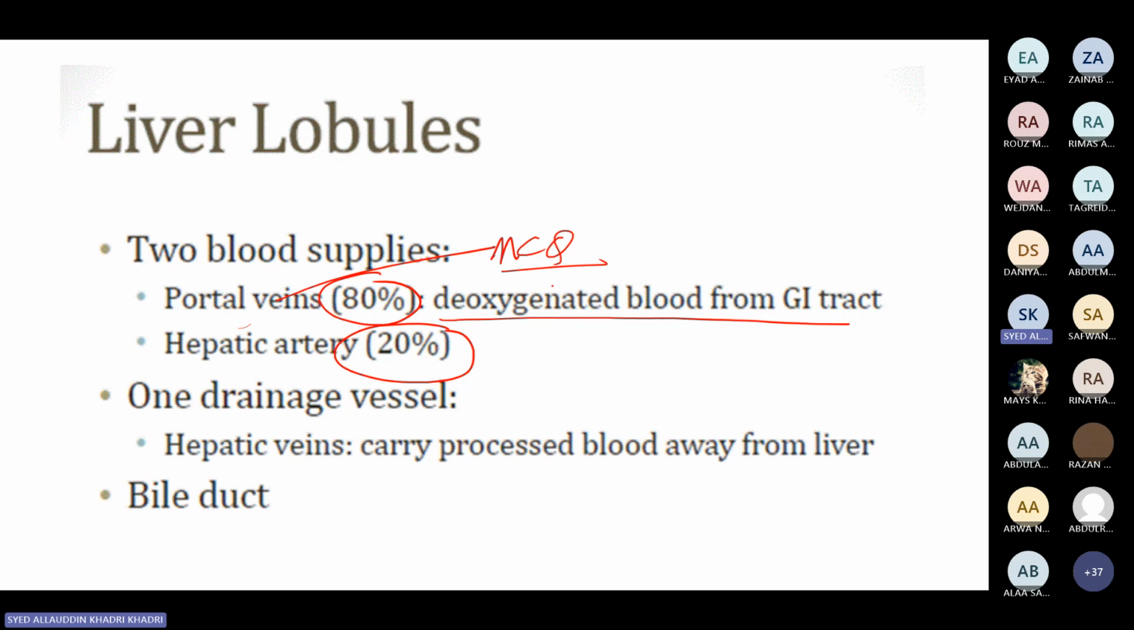Now, this is very important to understand: portal hypertension. Today is not the theoretical class, but I'm trying to give you some idea about the basic understanding of the approach toward liver disease.